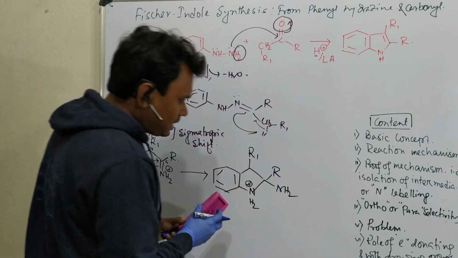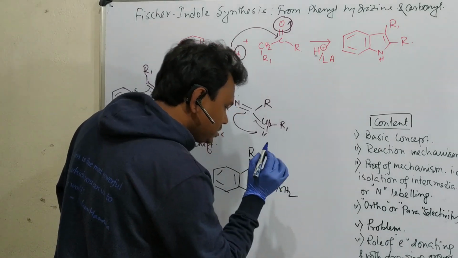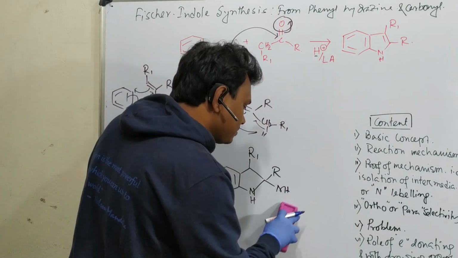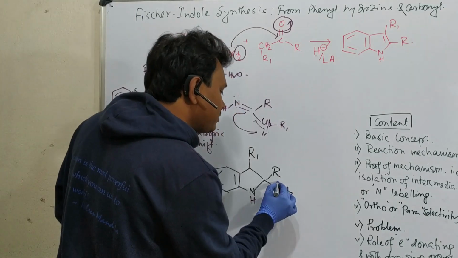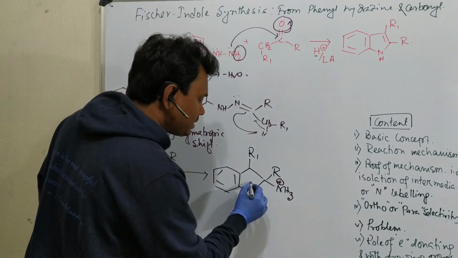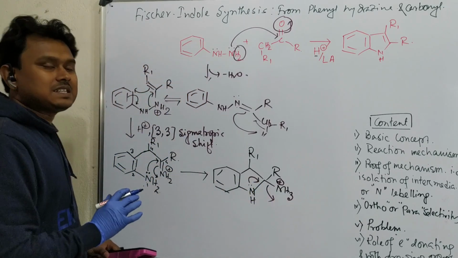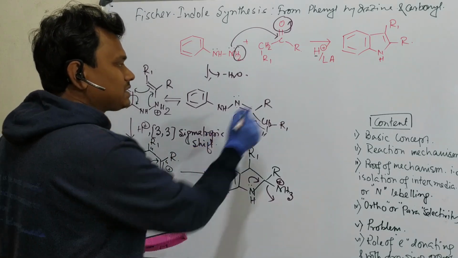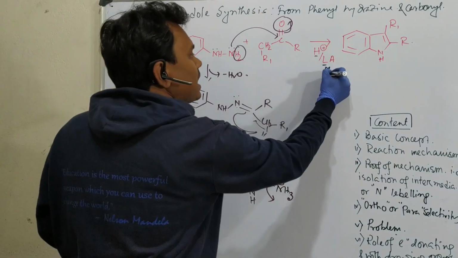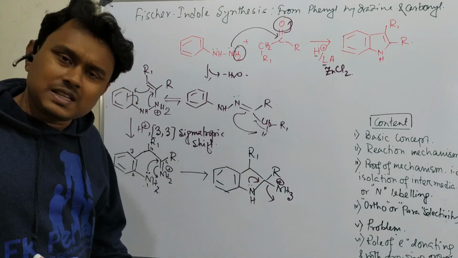So in the next step what happens? This removes one hydrogen in order to be neutral, and that hydrogen is taken by this ammonia to become NH3 plus. Now this is a good leaving group. So what happens? It comes back. Actually the medium is acidic, so don't be confused. And not only acidic, if you use a Lewis acid like zinc chloride, then also it is possible. Okay, a similar type of mechanism is followed.